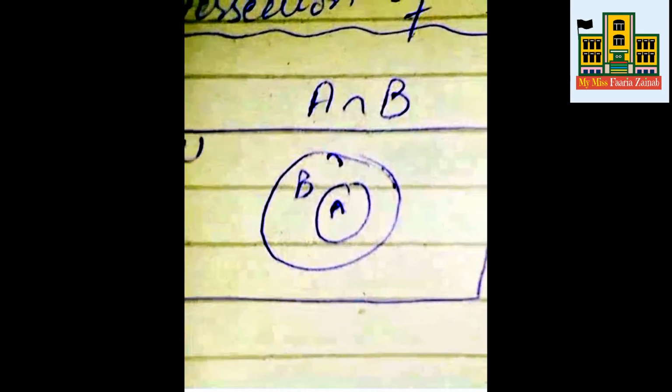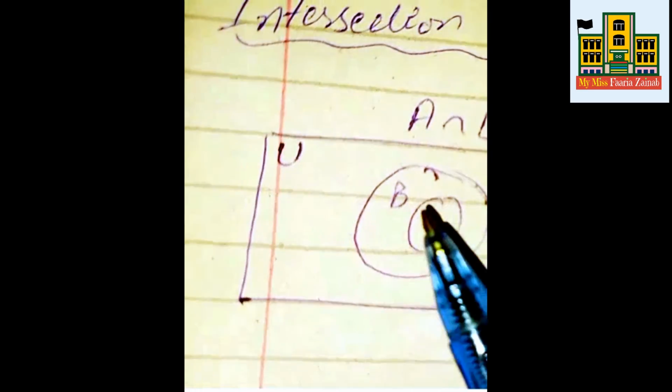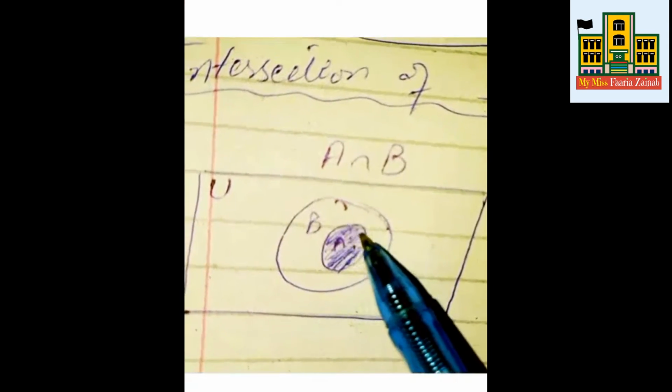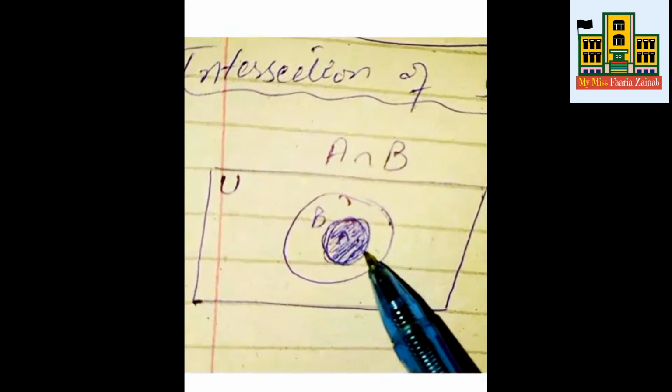Okay, now we clear the concept of intersection of two sets by using Venn diagrams. In the given figure, the shaded portion represents the intersection of two sets. When A is a subset of B, all the elements of A are also present in B, then the shaded area represents A intersection B. Here intersection means the common elements.